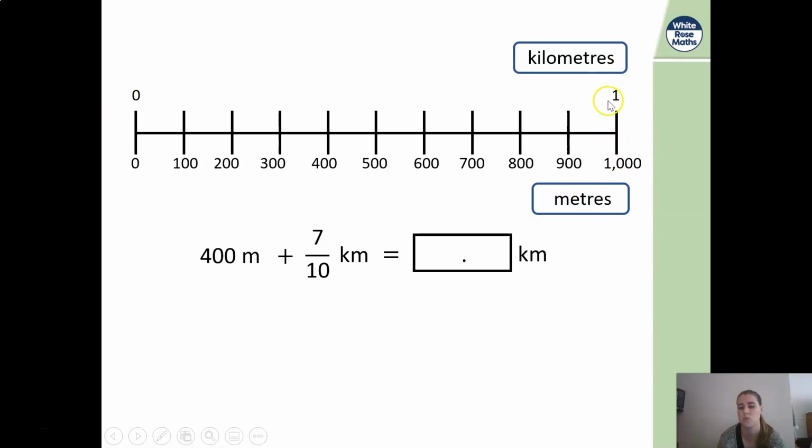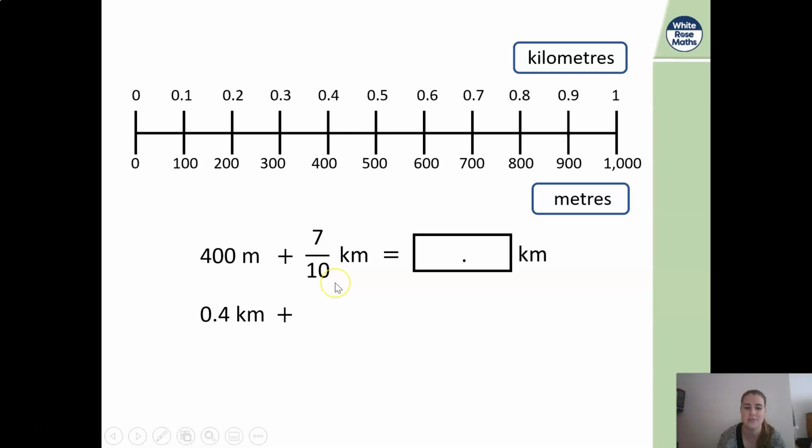We've got 1,000 in 1 kilometer. So each one of these is now going to be 0.1, because we've got 10 increments. So it's got to go up in tenths, and we know that a tenth is the same as 0.1, okay? So if we're looking for 400 meters, we can see that 400 meters is the same as 0.4.